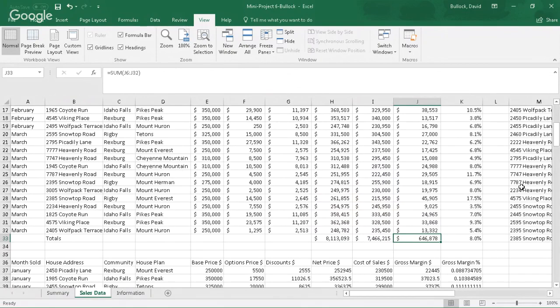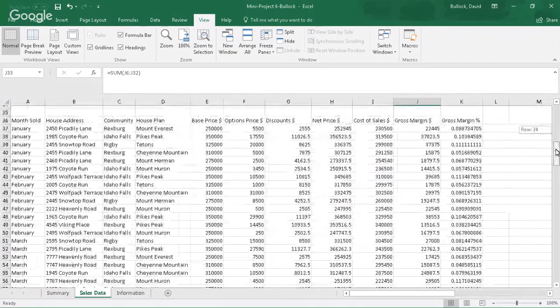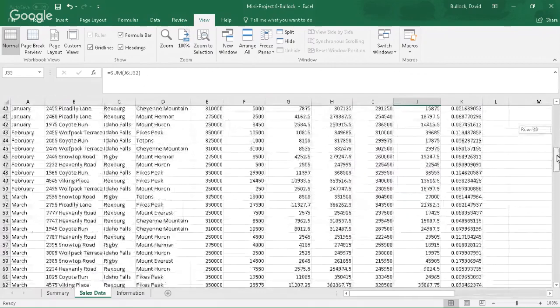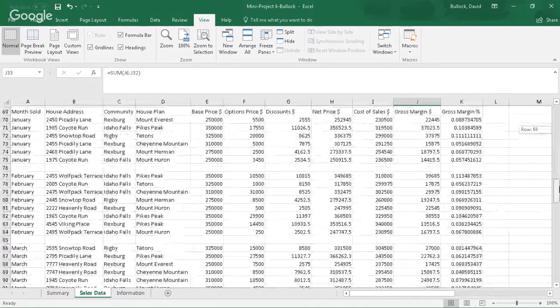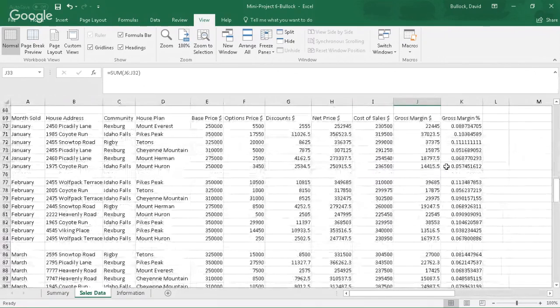Then I made copies of that data. Sorry, let's go back. And I made copies of that data and divided it up by months here so that I could go over and refer to each month.